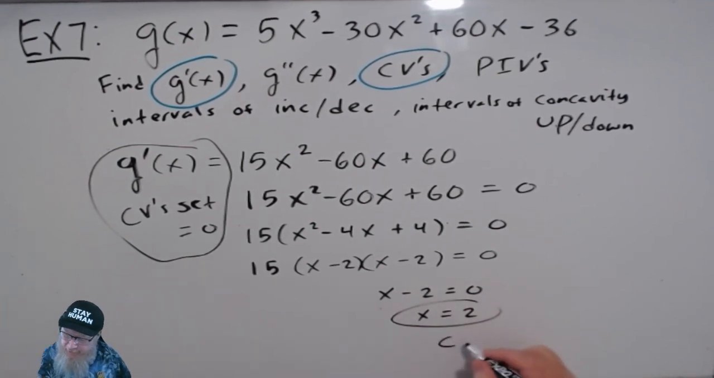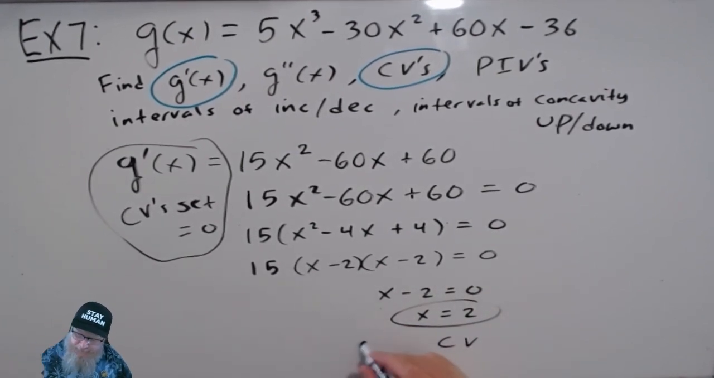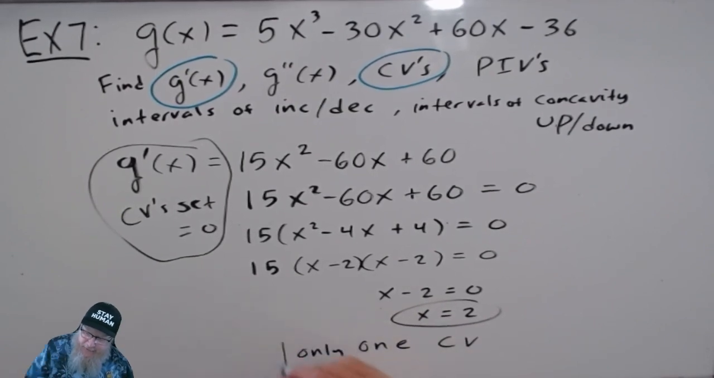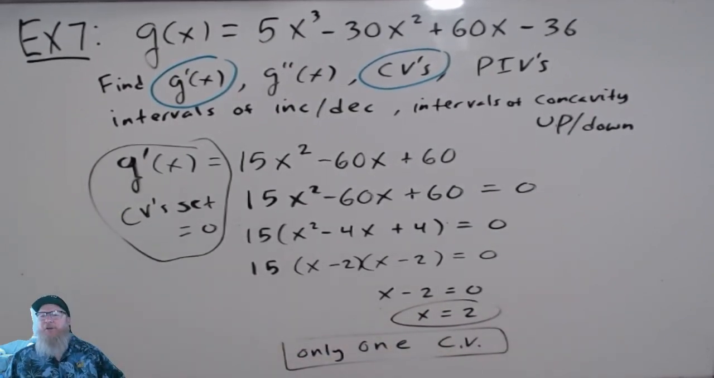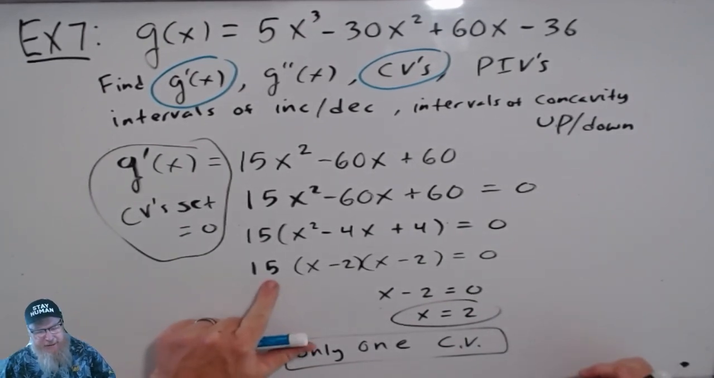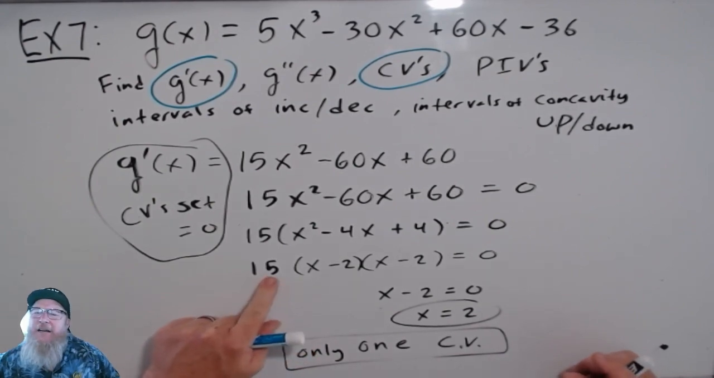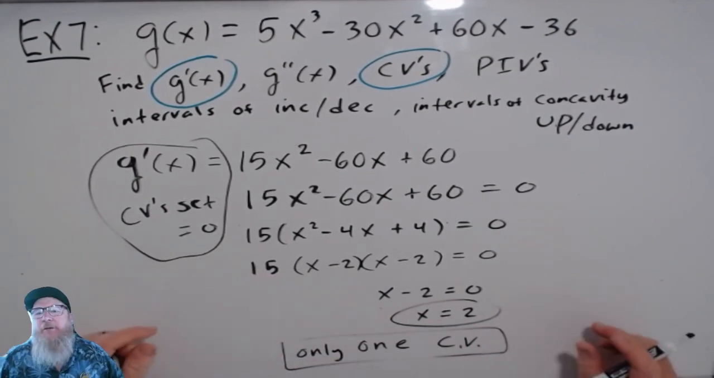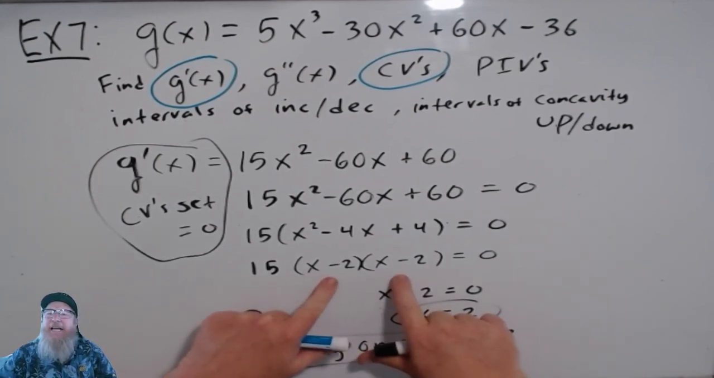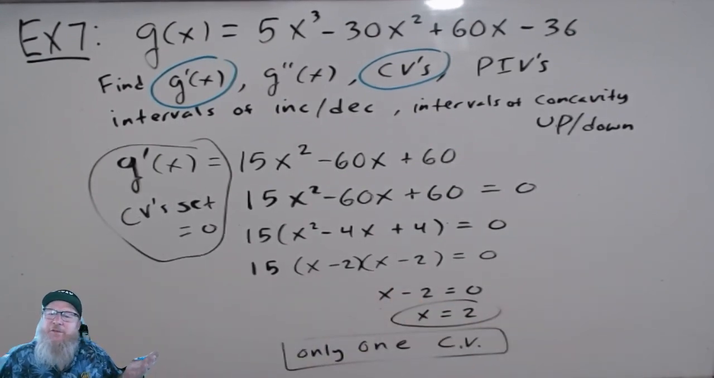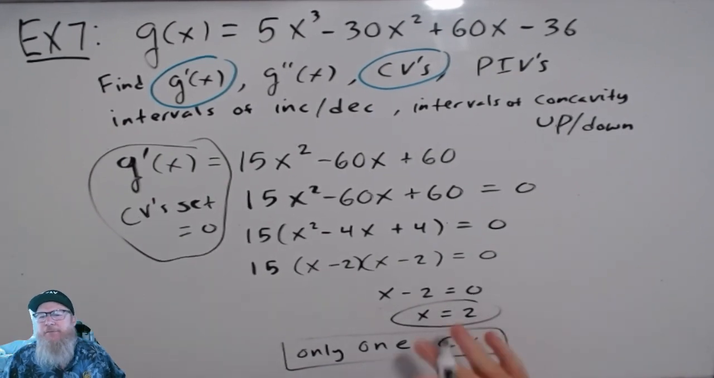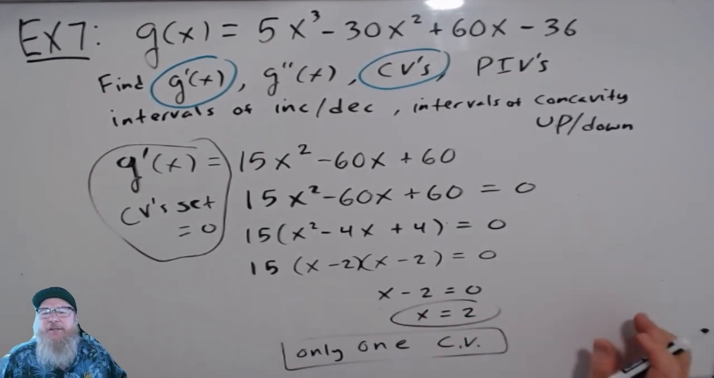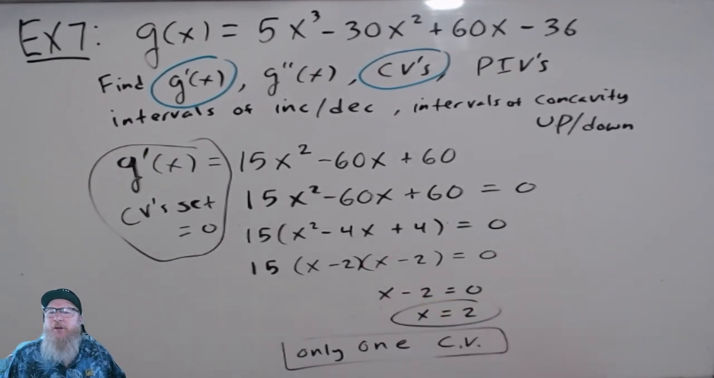So our only critical value is x equals 2. We have one critical value. Now, I should also mention this leading coefficient of 15. If it was 15x, then it would produce another critical value, particularly 0. And then when you have identical factors, there's no sense in solving it twice. You get two identical solutions. There's no reason to do that. Just leave it as solving it just once.